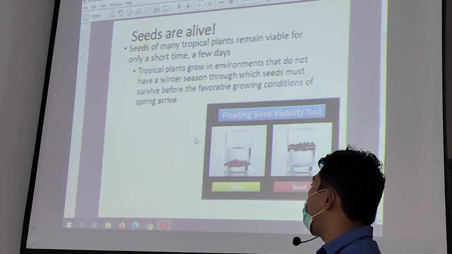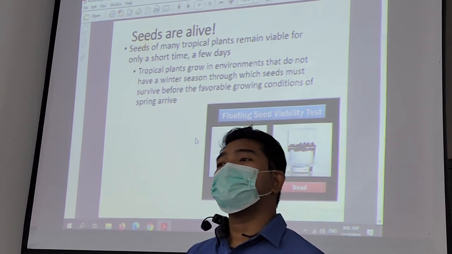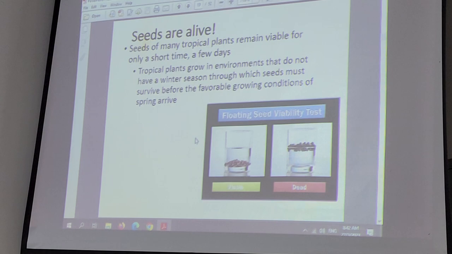Yeah, sinking. What happened to the dead seeds? Why is that? Why? Why are the viable seeds sinking while the dead seeds are floating? Empty. Empty of what? Food. Is that all?